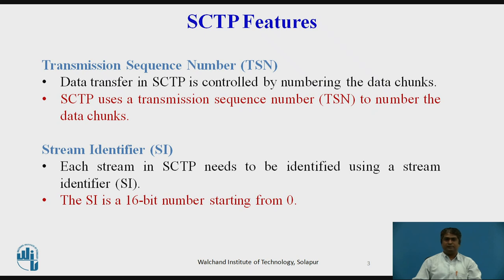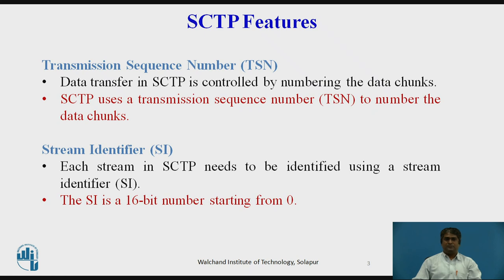Stream identifier, that is SI. In TCP, there is only one stream in each connection. In SCTP, there may be several streams in each association. Each stream in SCTP needs to be identified using a stream identifier.